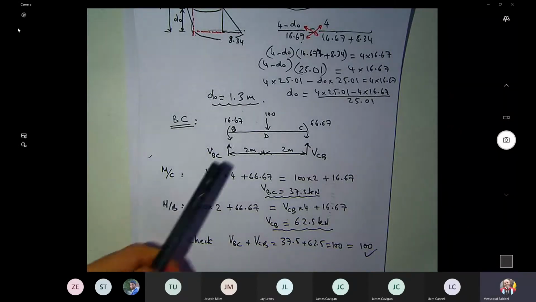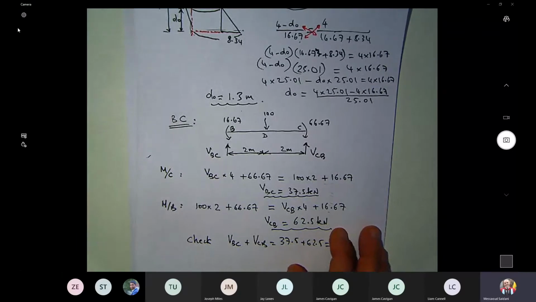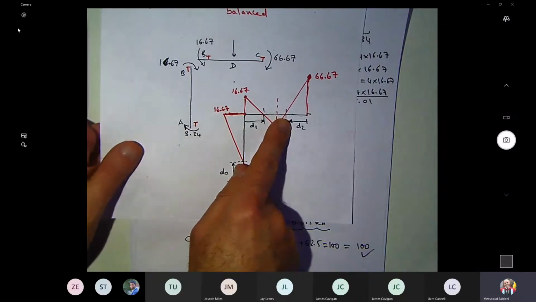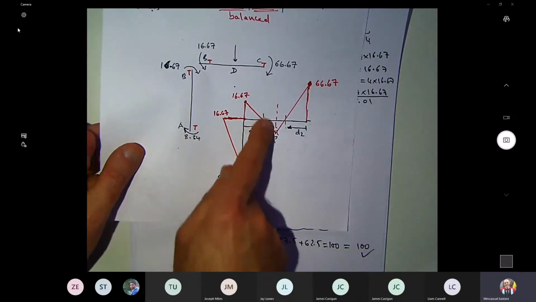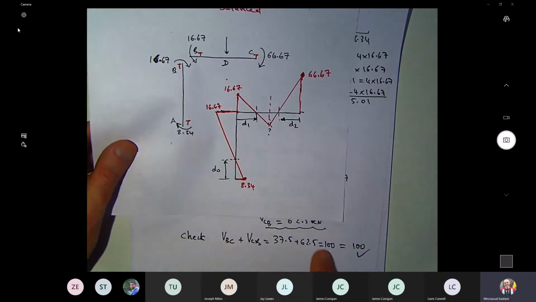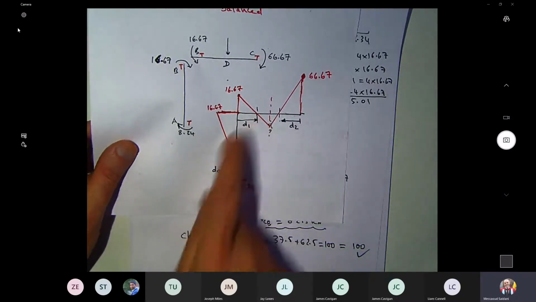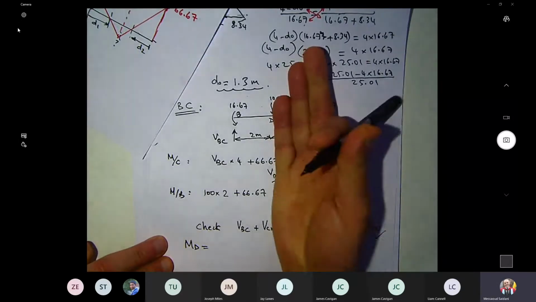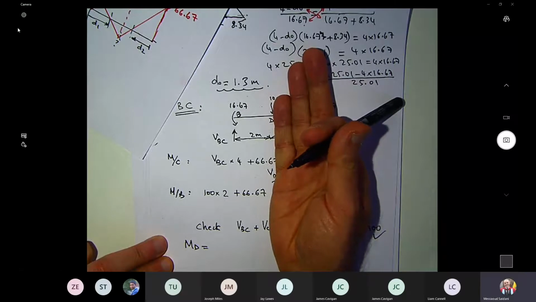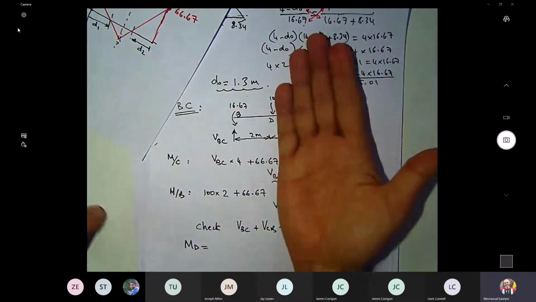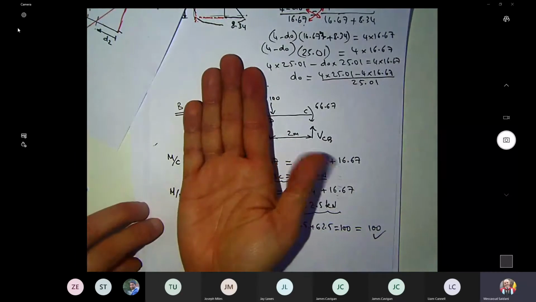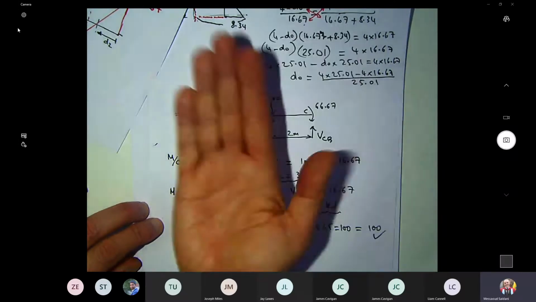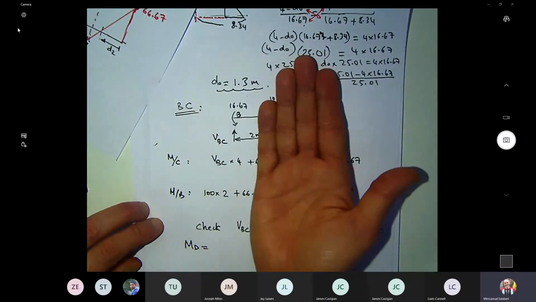Now we need to get the points of contraflexion, right? Now we know the reactions, so I can determine the moment at D. What's the moment at D? Look there. You can calculate the moment at D from the left or from the right. I can guarantee you get exactly the same answer. So you can do it from this side or from this side, whichever way you want. Shall we do it from the left?